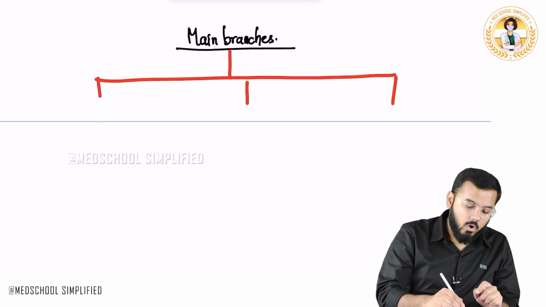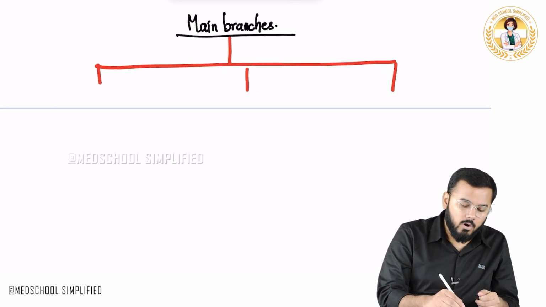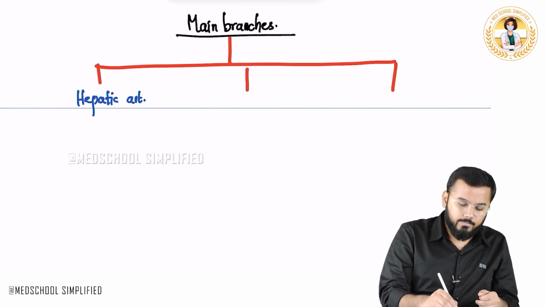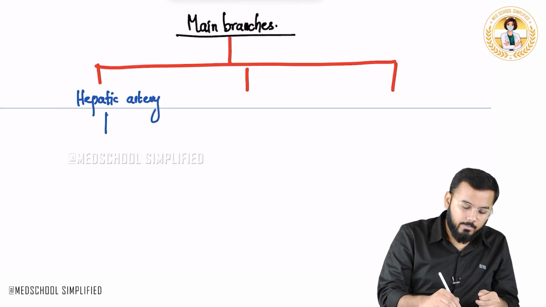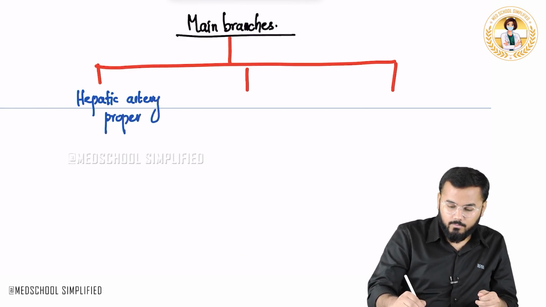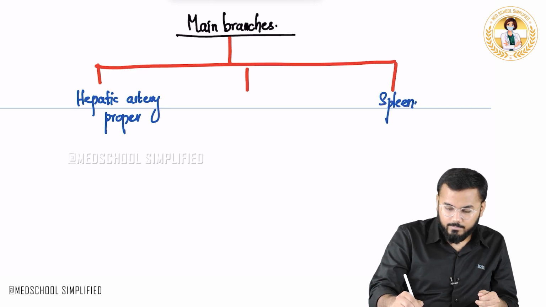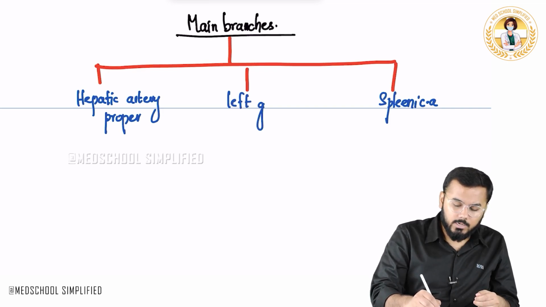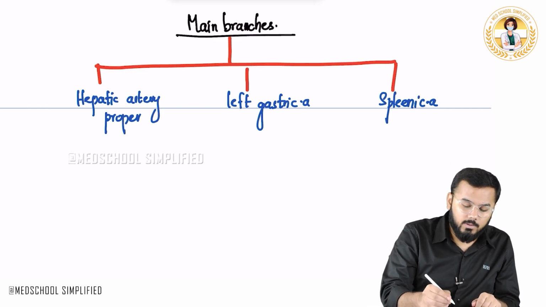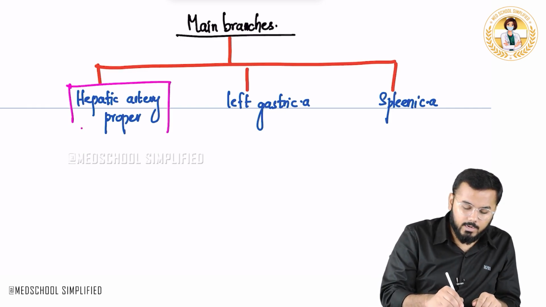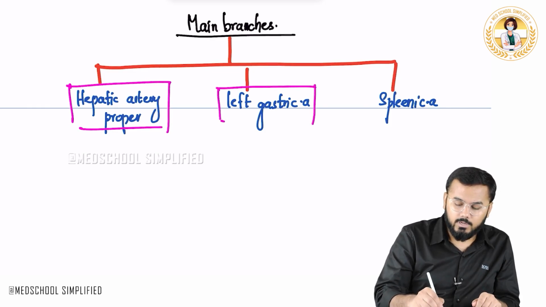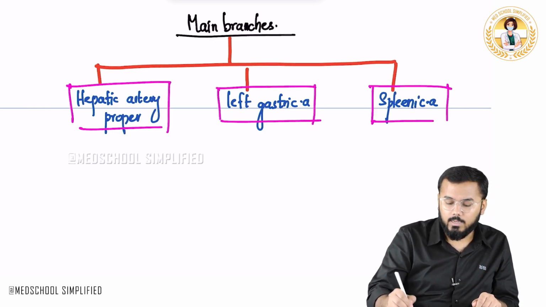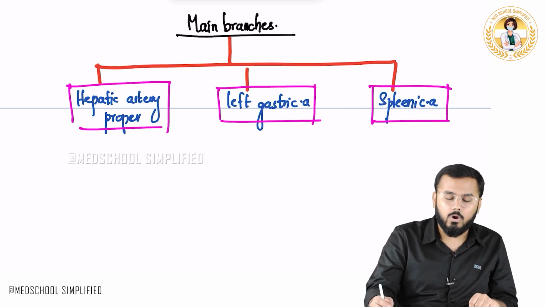One we have got is the common hepatic artery. One we have got is the hepatic artery proper. One we have got is the splenic artery, and the other one we have got is the left gastric artery. Okay, we have got three important branches. So one is called your hepatic artery proper. We have got the left gastric artery. One we have got is the splenic artery. These are the three important branches which we have got here.